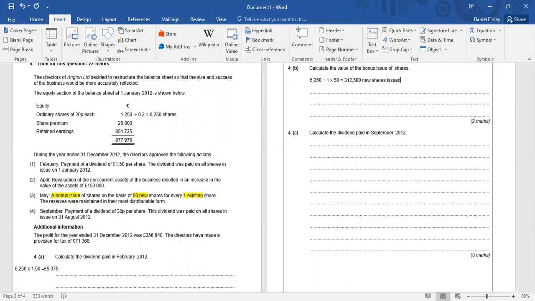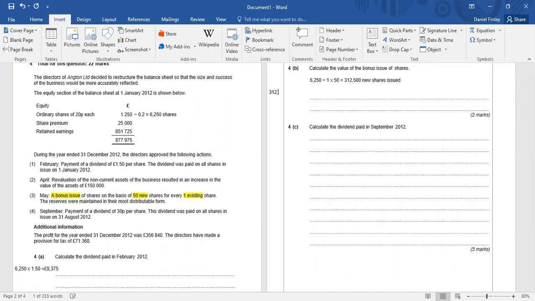And so to get the value of them, well, we look at the value of a share, which is 20p. So we're going to times that number by 20p and get £62,500. So that's how much those bonus issues are worth. Now remember, for a bonus issue, we don't actually receive that money. We use our equity to pay for that. No money actually goes into the bank.